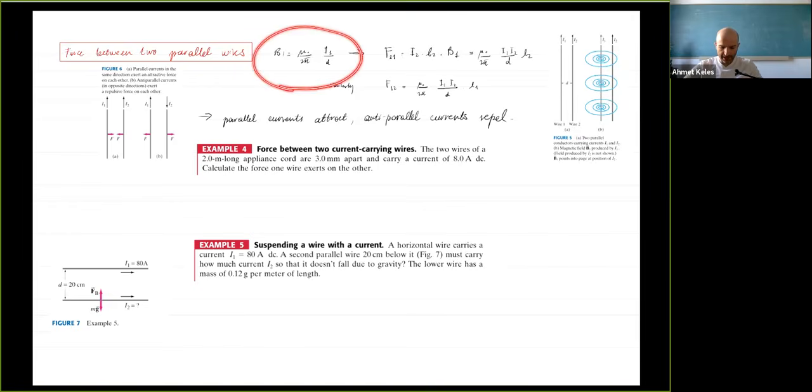Basically, B, as we just found, is mu 0 over 2 pi times I1 over D, where their separation is D. The force is I L B. The force on wire 2 by wire 1 is equal to the current in the second wire times the length of the second wire times B1. So if you spell everything out, it's mu 0 over 2 pi times I1 I2 divided by D times L2.